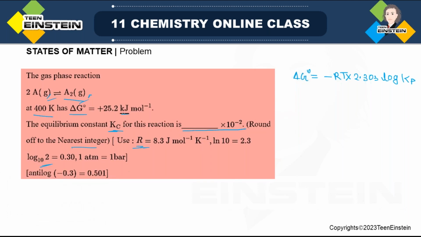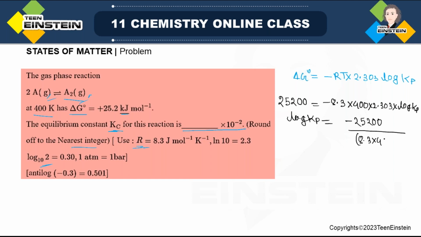So from this del G value, it is given 25.2, but remember it is kilojoule, so you have to change it to joule. So it will be 25,200, and this side it will be 8.3 multiplied by 400, 2.303, and log Kp. So log Kp is equal to, now here we have base 10. So the value that we'll be getting is minus 3.3. And this means that Kp is equal to 10 to the power minus 3.3.